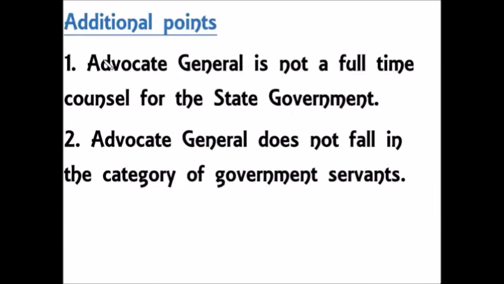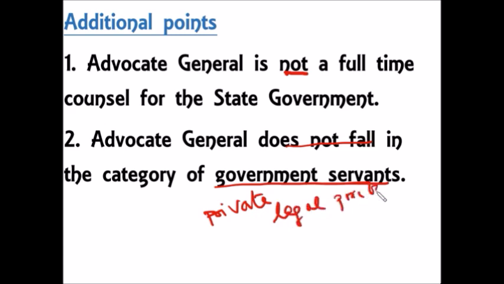The Advocate General is not a full-time counsel for the state government, and he does not fall in the category of government servant. So he is entitled to do private legal practice. He is allowed to do private legal practice, but he is not to be involved in a case against the state government. And also in criminal prosecution cases, he should get prior permission from the state government.